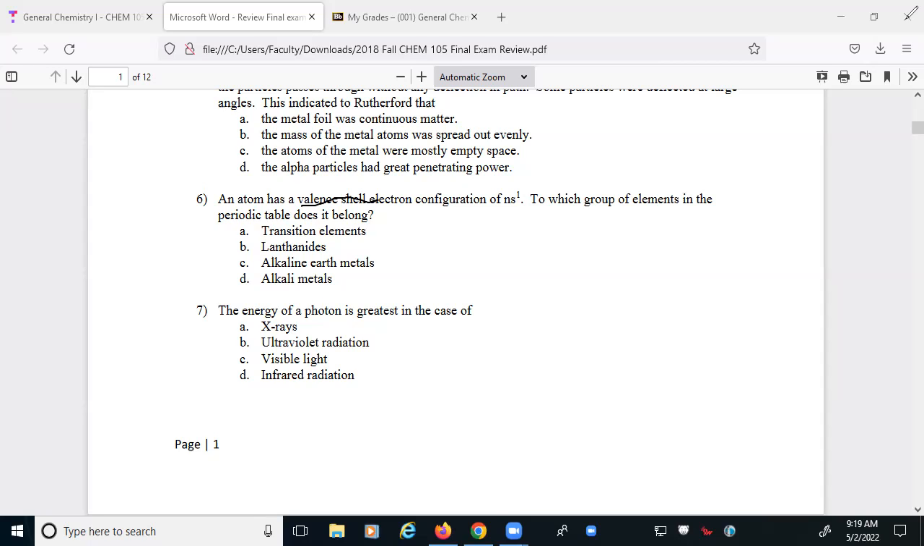So what we're getting into here is, if we're talking about a valence shell configuration, another way of saying that is a noble gas configuration. Noble gas configurations are only concerned with those outermost electrons. So that's this first part here. Now, what does ns1 mean? Does anybody remember what n is? Yeah, it's the energy level.